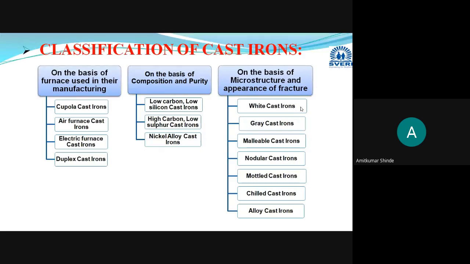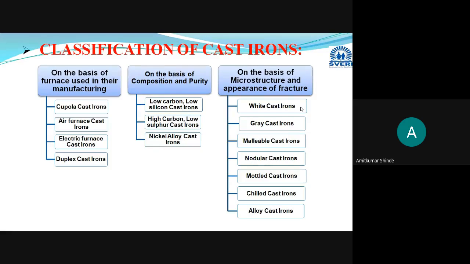Mottled and chilled both contain a combination of white cast iron and gray cast iron. But in the mottled cast iron, the distribution of white cast iron, meaning cementite, and gray cast iron, meaning graphite flakes, is random. In the chilled cast iron, white cast iron will be present on the surface, and gray cast iron will be present at the center or core of that product.